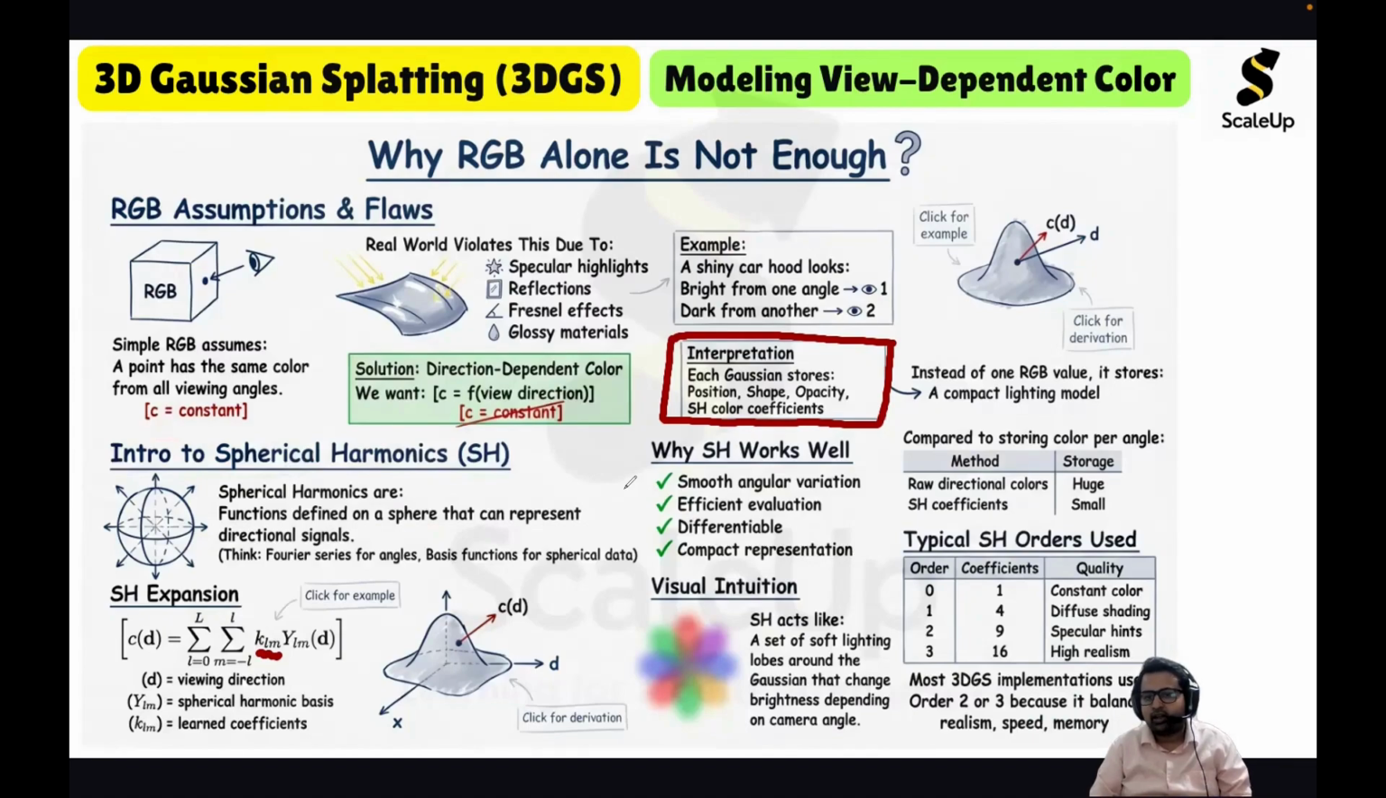So for 0 degree, the number of coefficients will be 1. For 1 degree, it will be 4. For 2, the number of coefficients will be 9. And for 3 degree, the number of coefficients will be 16.